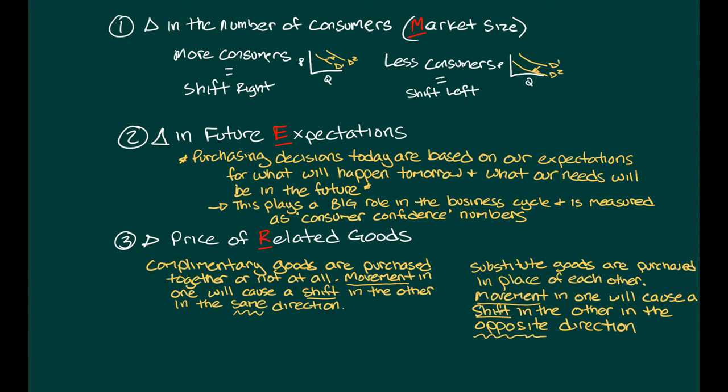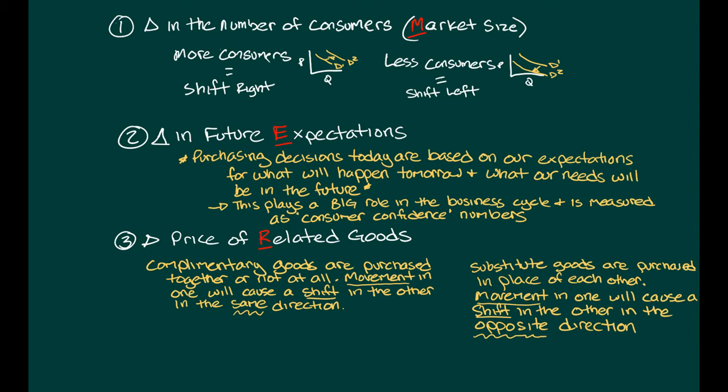So determinant of demand number 1 that we cover here is a change in the number of consumers in the marketplace. So that we can get an M for MERIT, we can rename this one market size if you'd like. So market size is going to have an impact. This is probably the one kids have the least difficulty with. It's a relatively straightforward and relatively obvious one.